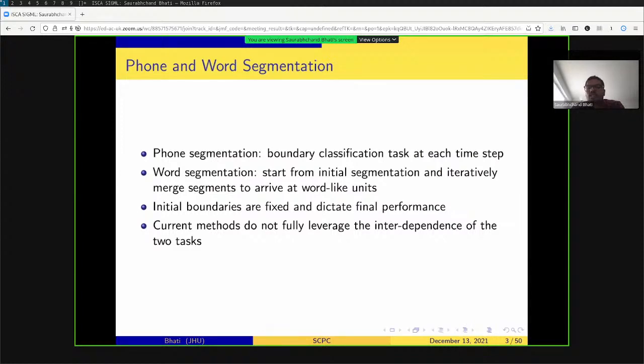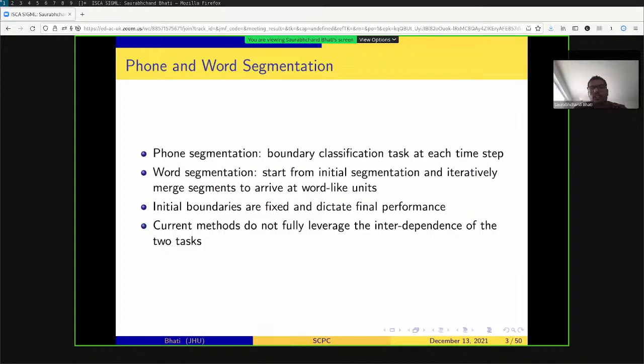There have been works which show that the quality of the initial boundaries dictates the final word performance, which makes sense as they are not being fixed; they are only being merged to arrive at higher level units. So that's the limitation of these two methods. They approach phone segmentation and word segmentation by different methods, and even when they use phone segmentation as a starter for word segmentation, it's not fully utilized as the boundaries remain fixed. You can also use word segmentation to improve phone segmentation. So these current methods are not fully utilizing the interdependence.